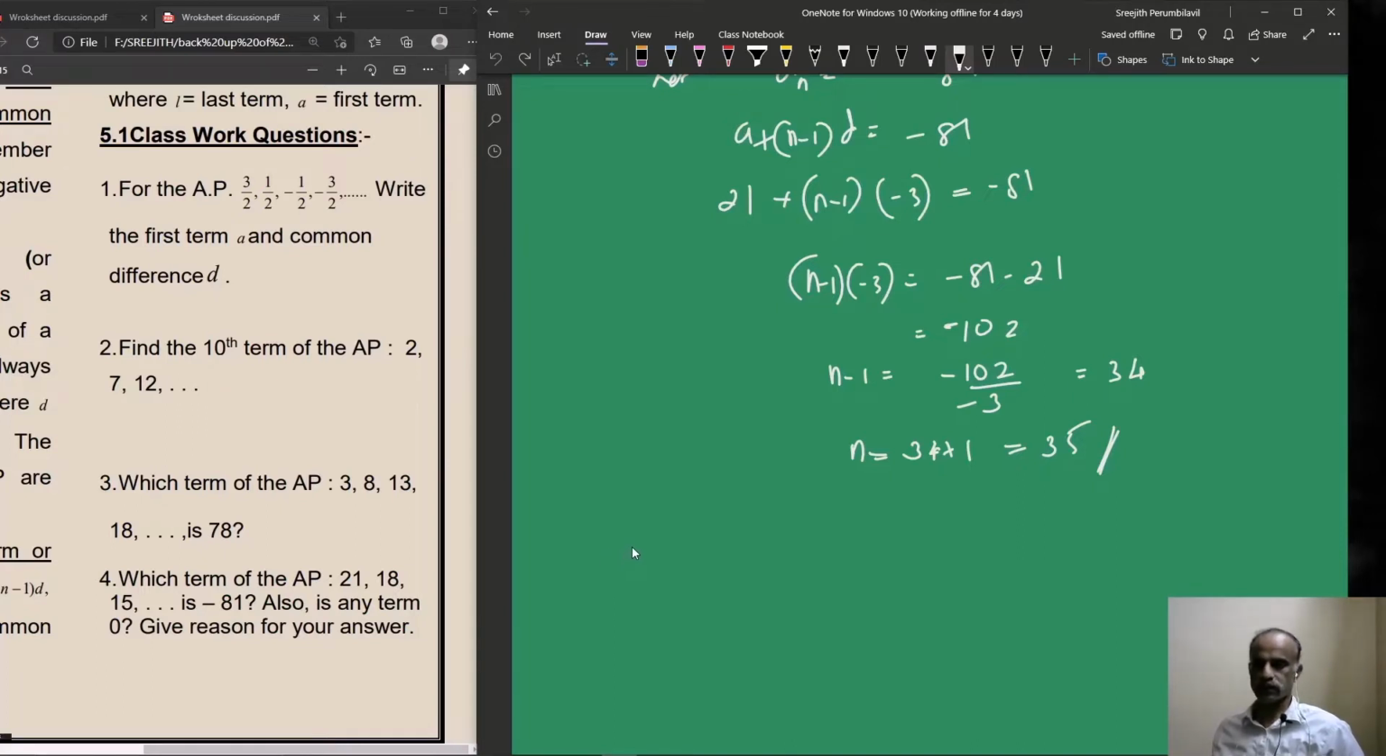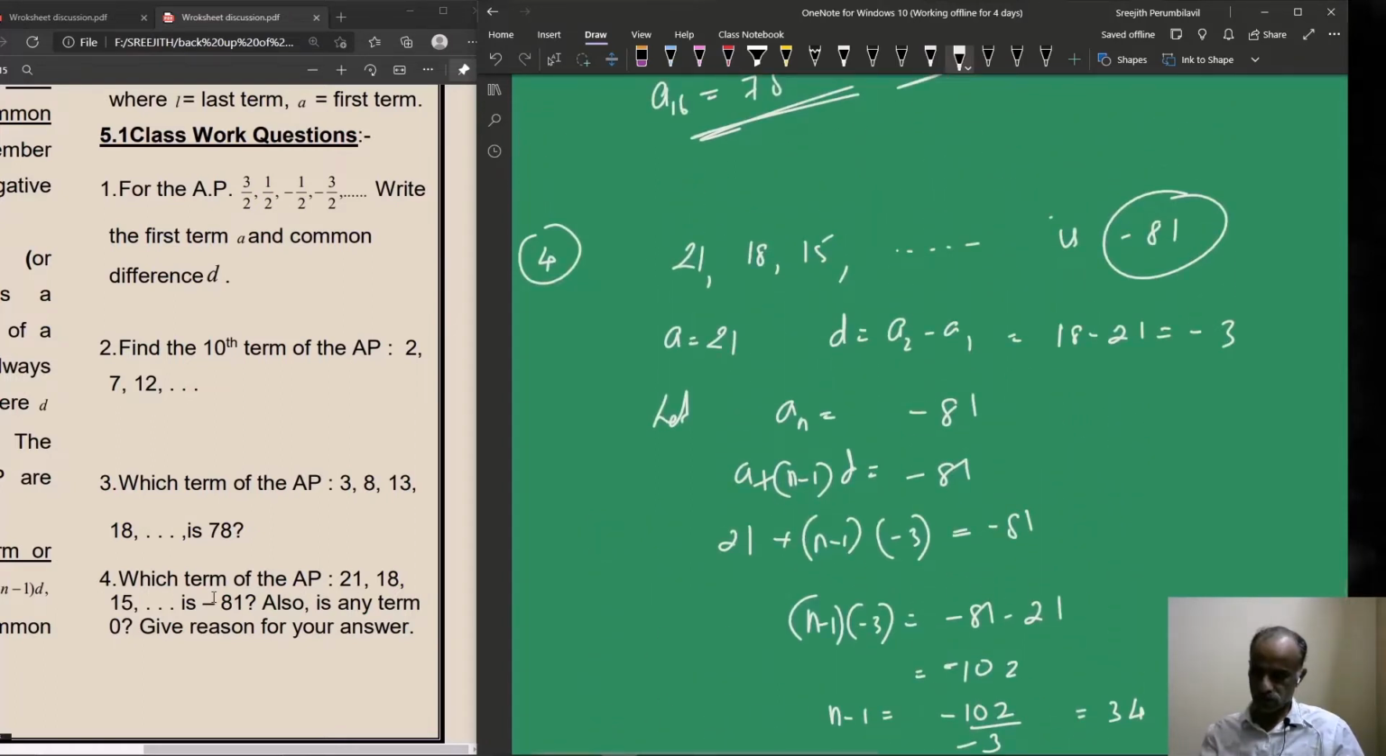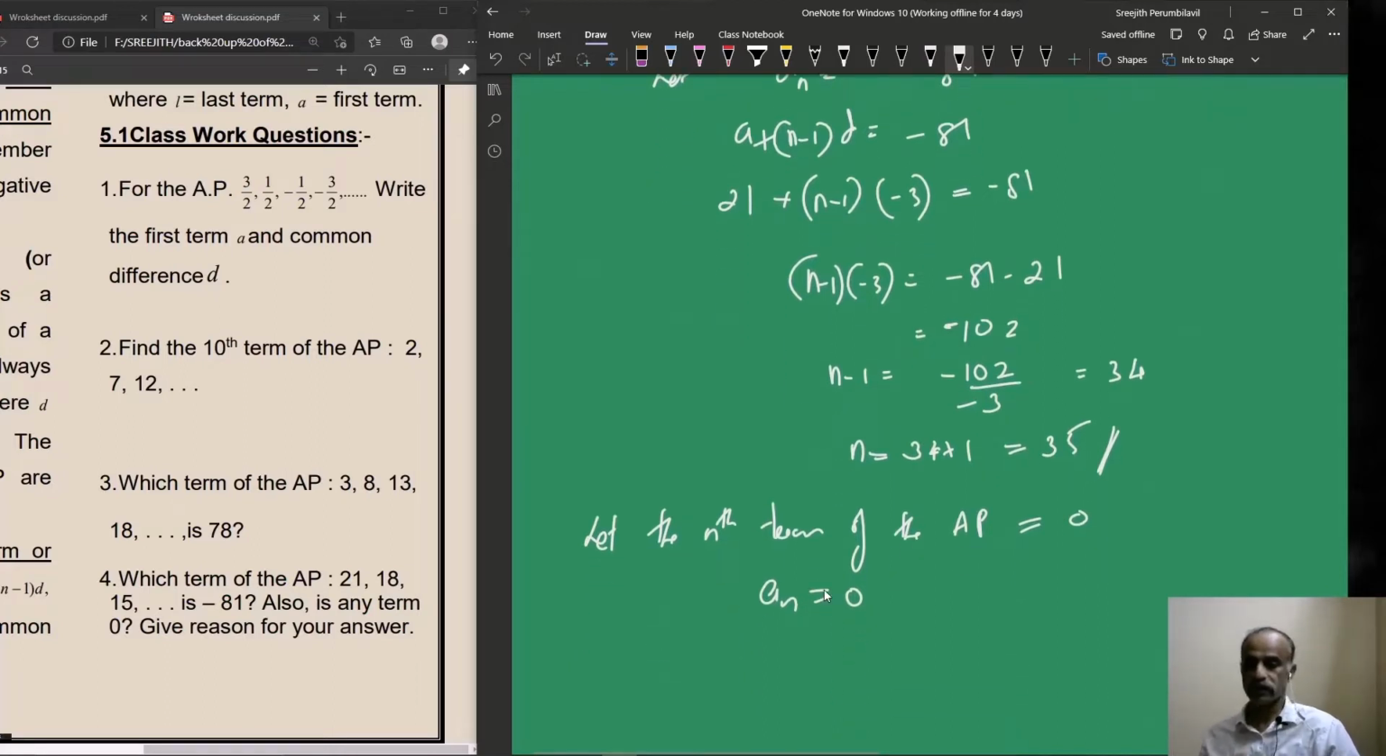Is there any term 0? So what we do is we'll take, let the nth term of the AP, an, equal to 0. Like the question before that, which term of the AP is minus 81, what we did was let the nth term be minus 81. So here which term is 0? That nth term is 0. The nth term is a plus (n minus 1) into d equal to 0.